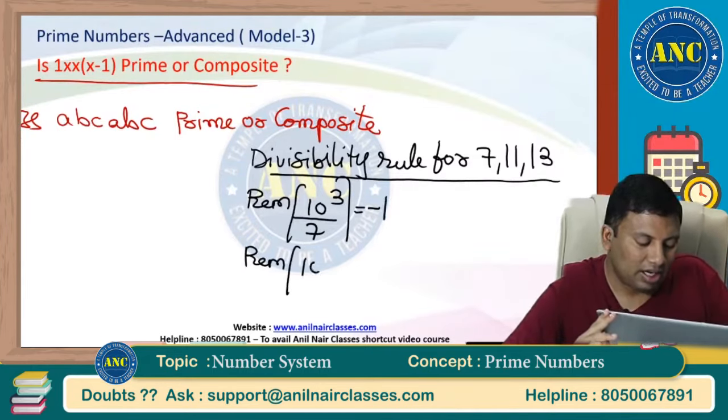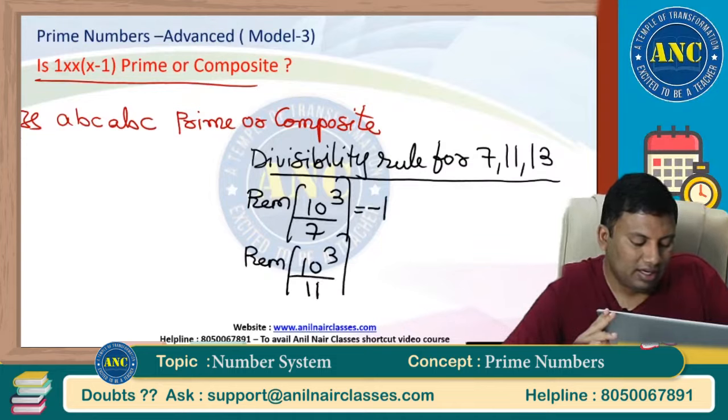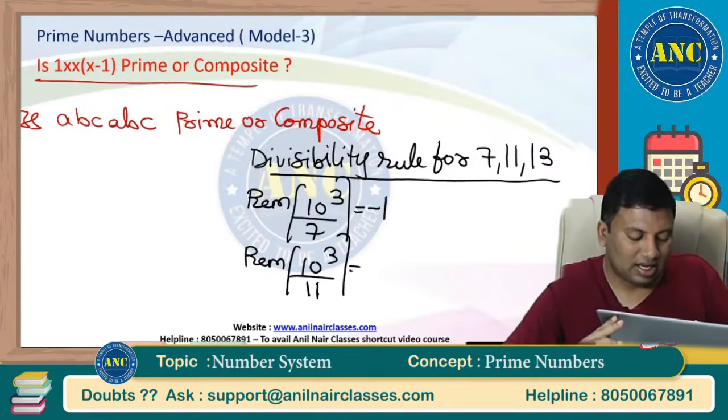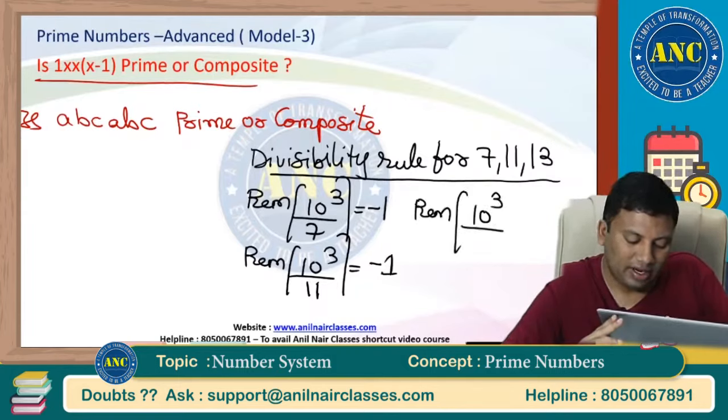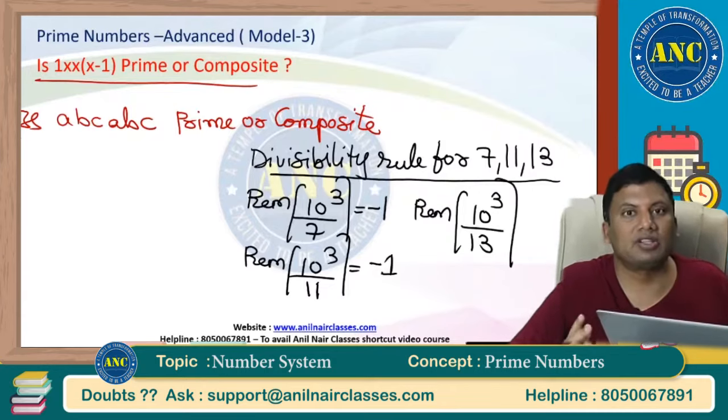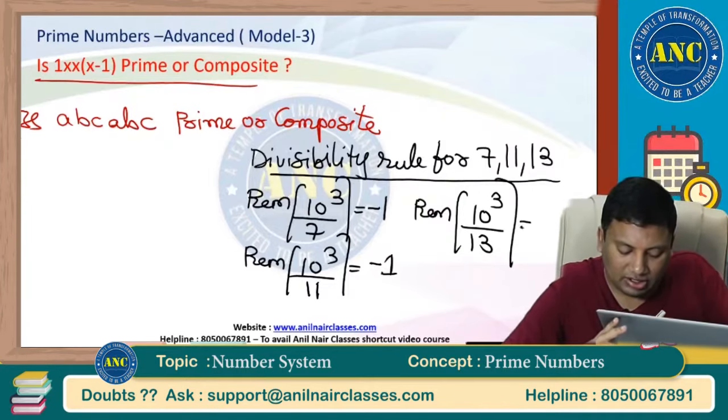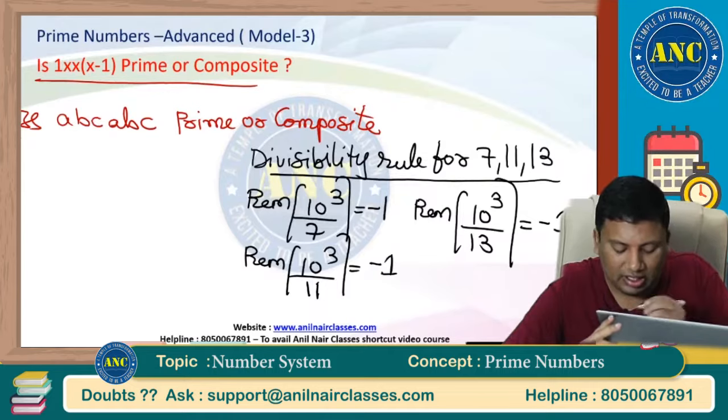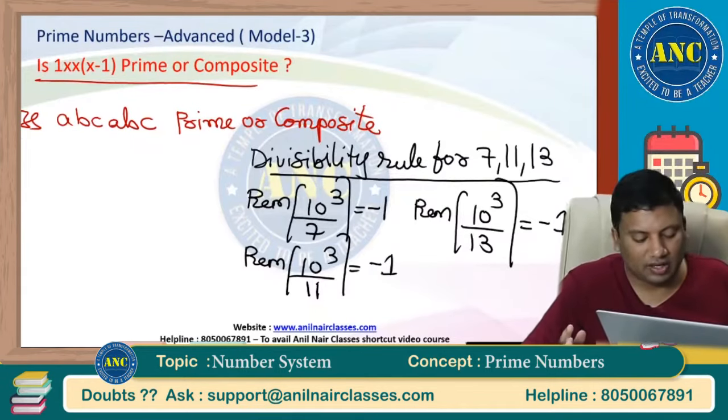Remainder 1: 10 cube divided by 11. 11 ones are 11, remainder minus 1. Remainder 1: 10 cube divided by 13. 13 ones are 13, remainder minus 3. Minus 3 cube is minus 27, that is 6 minus 1, a negative remainder.